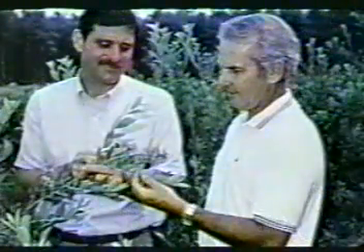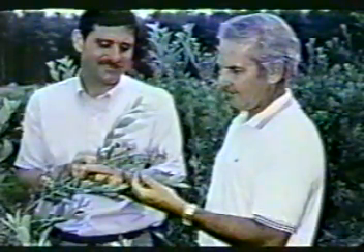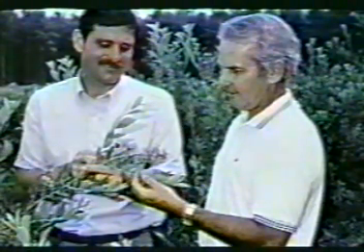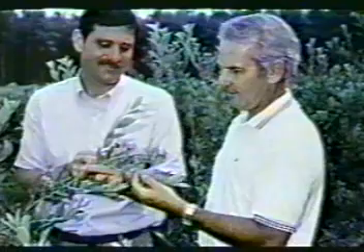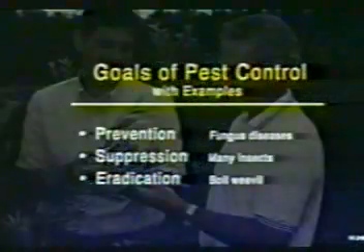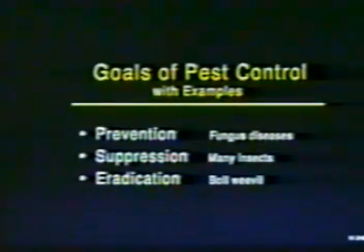The first step in any pest control program is to correctly identify the pest. If you need aid in identification, your county extension agent or land-grant university can help. There are 3 different goals in pest control.